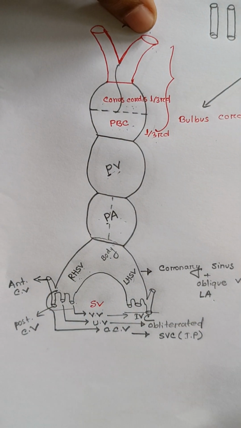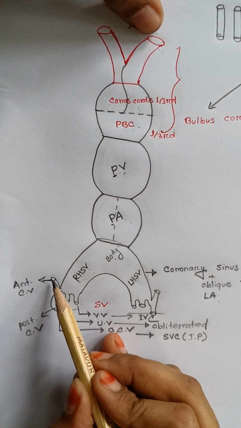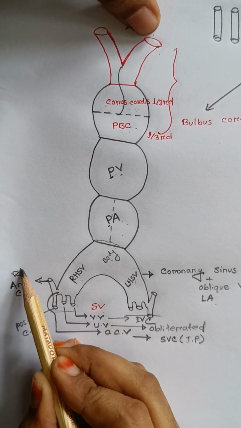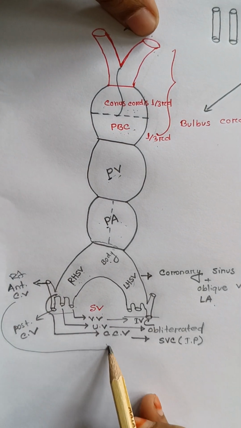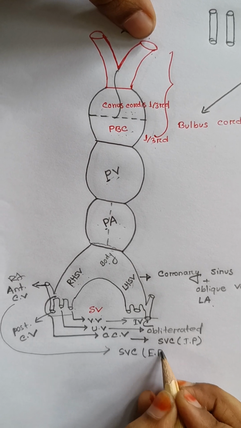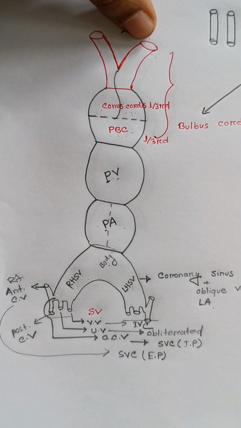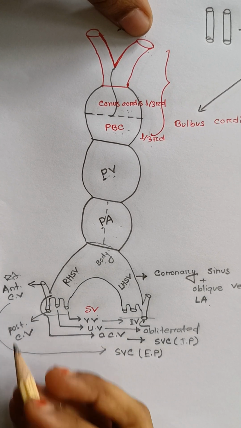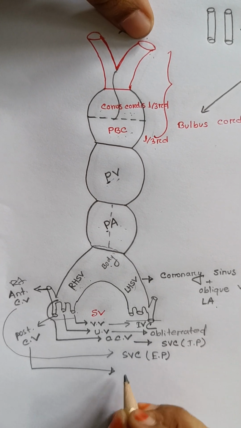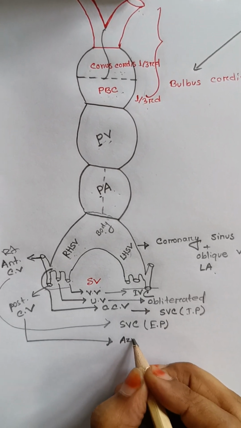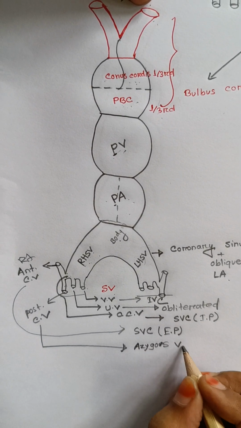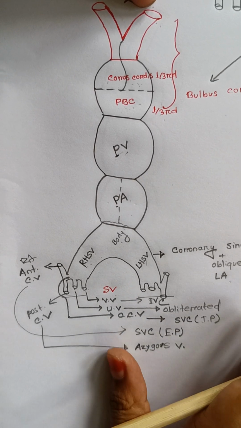So what about the extrapericardial part of the superior vena cava? The extrapericardial part of the superior vena cava develops from the right anterior cardinal vein. Okay, superior vena cava, extrapericardial part, developed from the right anterior cardinal vein. And the right posterior cardinal vein gives rise to the azygous vein, which ultimately drains into the superior vena cava.